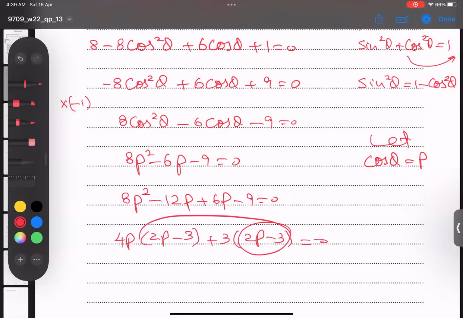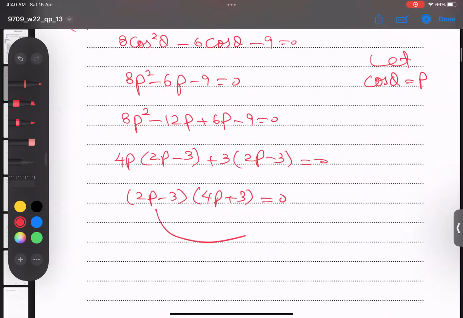You can see that this bracket must match. So if I take it common, this and this are left behind, so I got 4P plus 3 equals 0. Now either this equals 0 or this equals 0, one by one. So 2P minus 3 equals 0 and 4P plus 3 equals 0. So 3 goes there positive, and 2 divides, I get 3 by 2. Here P becomes minus 3 by 4. I think this part is very, very clear.